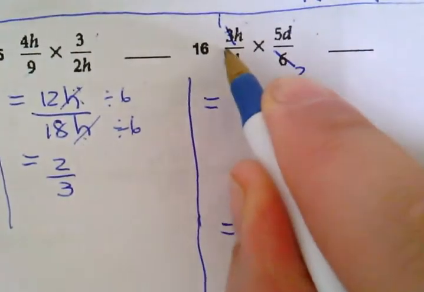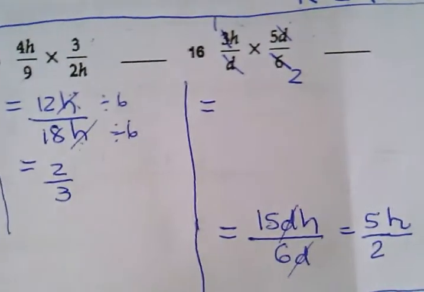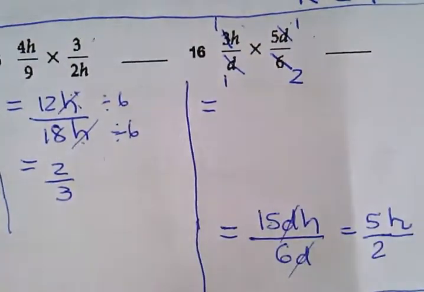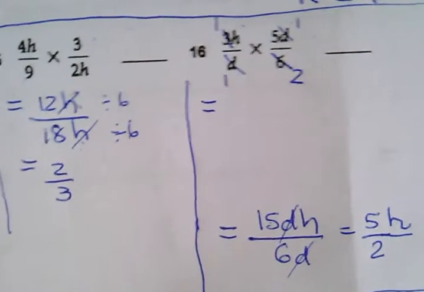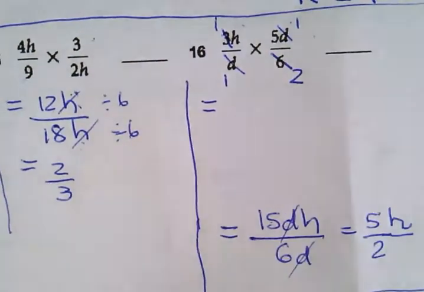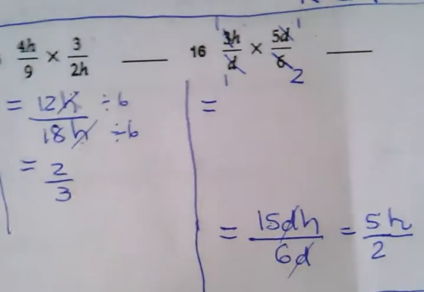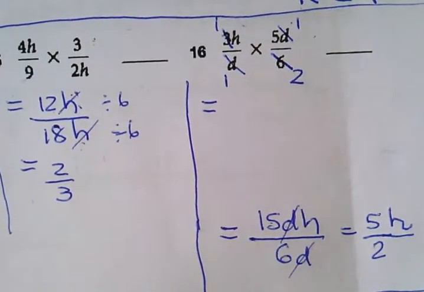And a D from the numerator cancels with a D from the denominator. D goes into D once. You're only ever allowed to cancel if there's a multiplication symbol. Nothing else. No divide, no plus, no minus, nothing. Everything's got to be times, otherwise don't even think about it.